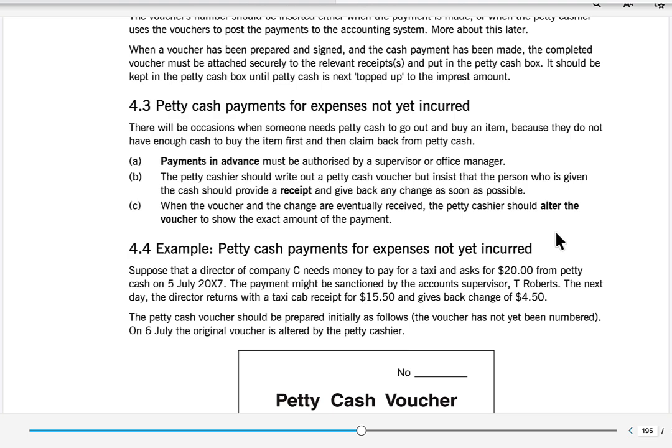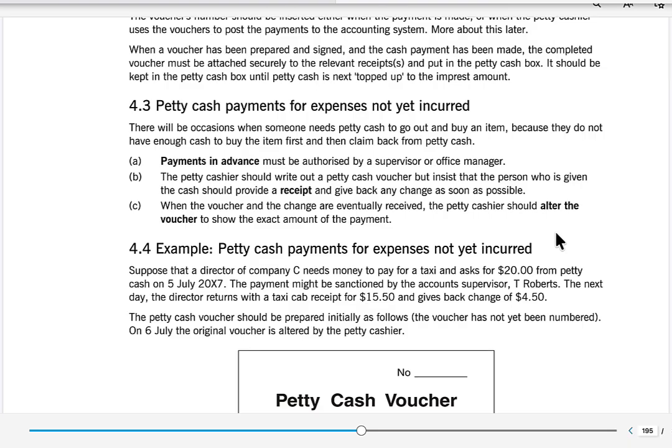So when the receipt and change come back, the petty cash cashier must update the voucher. The voucher must end up showing the real expense amount, not just the cash given out. So in simple words, cash given minus change returned equals the real expense. That real expense is what the voucher must finally show.